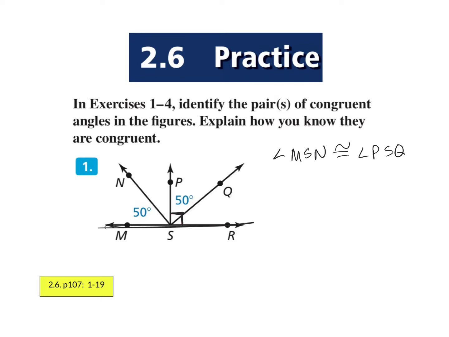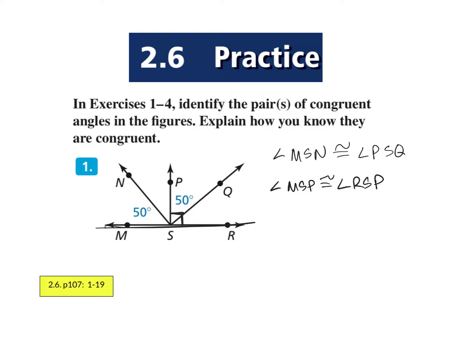So that means that angle MSP is congruent to angle RSP, and the reason for that is that SP is a perpendicular ray to the line, and by definition of perpendicular, they're both 90 degrees, and all right angles are 90 degrees.